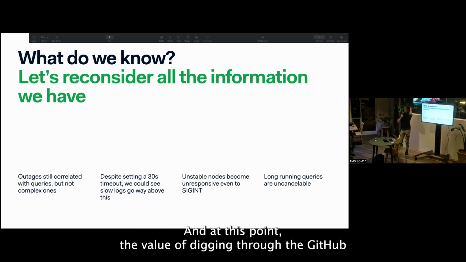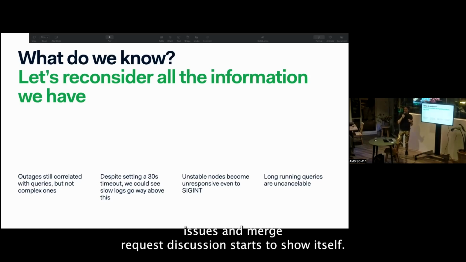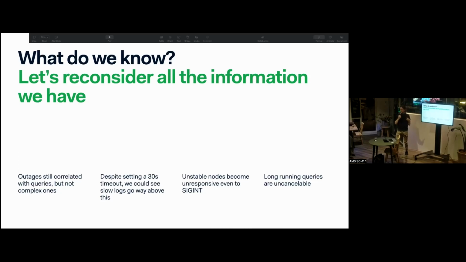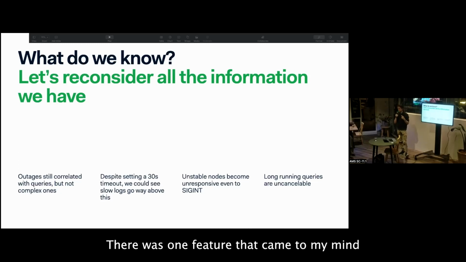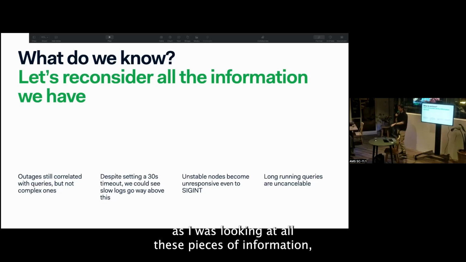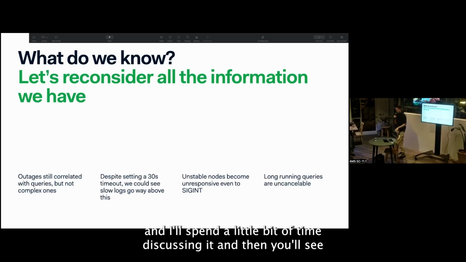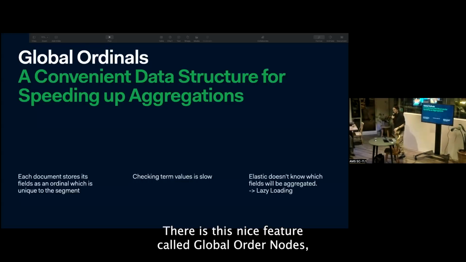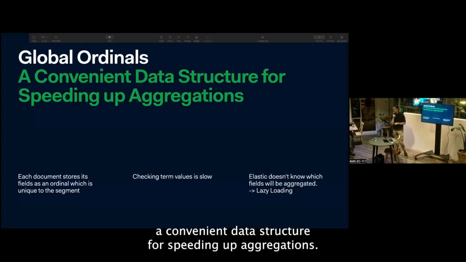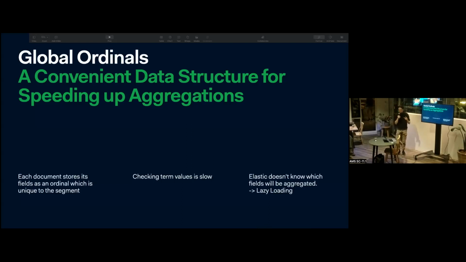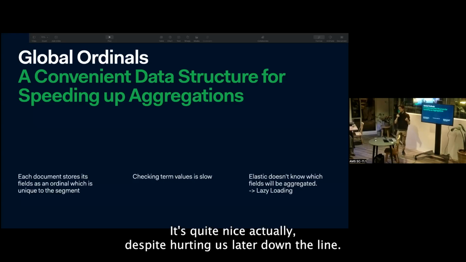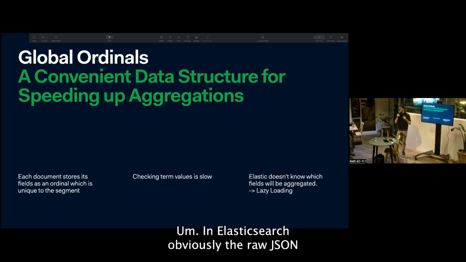And at this point, the value of digging through the GitHub issues and merge request discussions starts to show itself. There was one feature that came to my mind as I was looking at all these pieces of information. And I'll spend a little bit of time discussing it, and then you'll see maybe why it came to my mind. There is this nice feature called global ordinals, a convenient data structure for speeding up aggregations. A little bit about why this exists. It's quite nice, actually, despite hurting us later down the line.